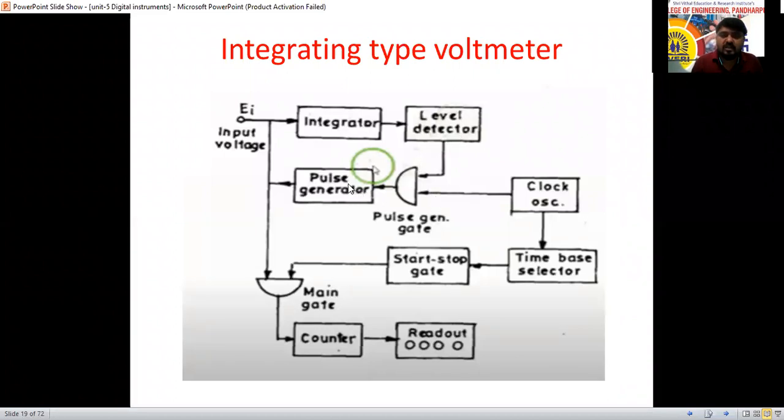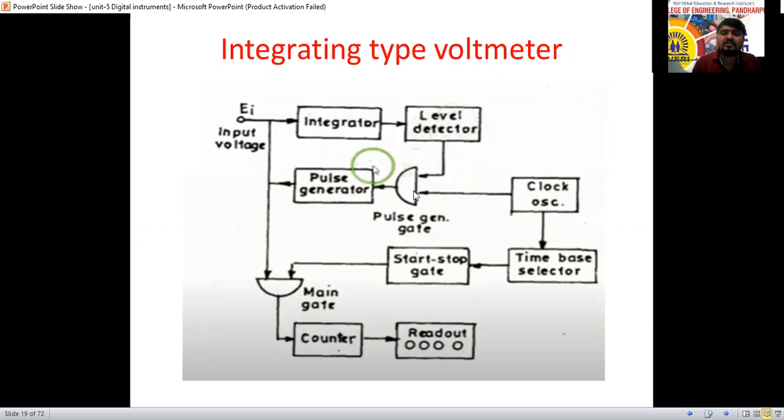To give the signal to the pulse generator, we have used one gate pulse, that is the oscillator. If both the pulses are high, then the pulse generator output will be given. That output is given to the main gate. This is the pulse generator gate, and this is the main gate. The counter will get the signal whenever the main gate is open, and when the main gate is closed, there is no signal.